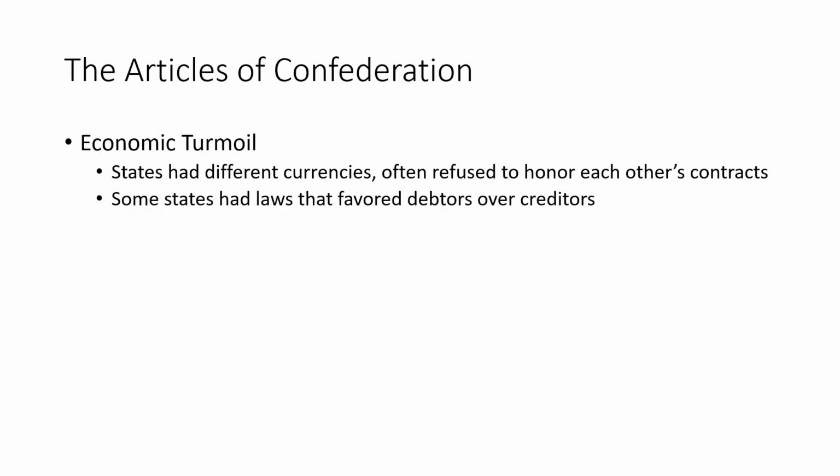So with the national government weak and basically helpless to create national economic policy, turmoil starts to ensue. States begin issuing their own currencies and engage in trade wars with one another. They often refuse to honor one another's contracts. So, for instance, if you signed a contract in Massachusetts and agreed to pay the other party a certain amount, but then you skipped town without paying and hid out in Rhode Island, there's a very good chance you'd get away with it because Rhode Island would refuse to enforce the contract that was made in Massachusetts.